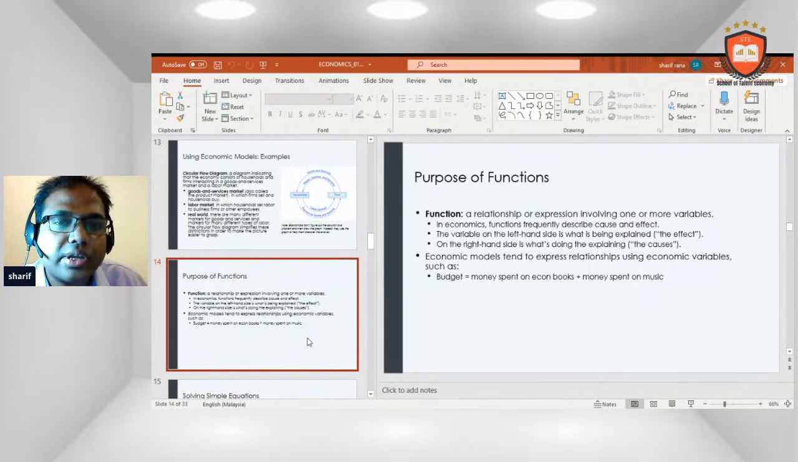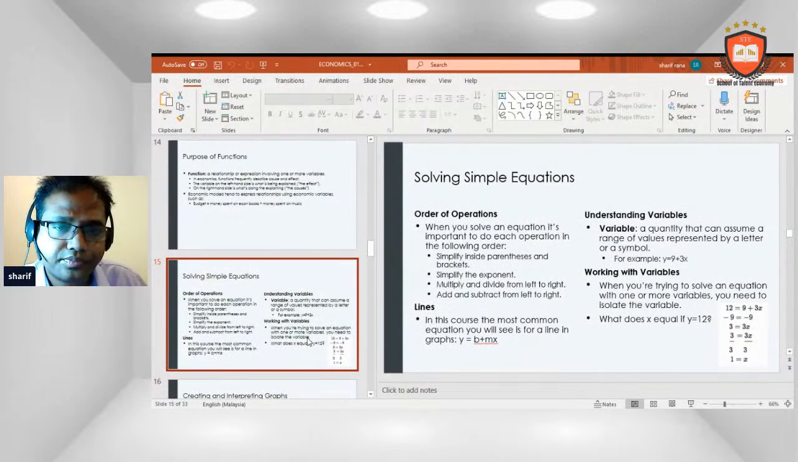Purpose of function: a relationship and expression involving one or more variables. In economics, functions frequently describe cause and effect. The variable on the left hand side is what begins the example, and on the right hand side is what is doing the explaining. Economic models tend to express relationships using economic variables, such as budget equals money spent on books plus money spent on music.